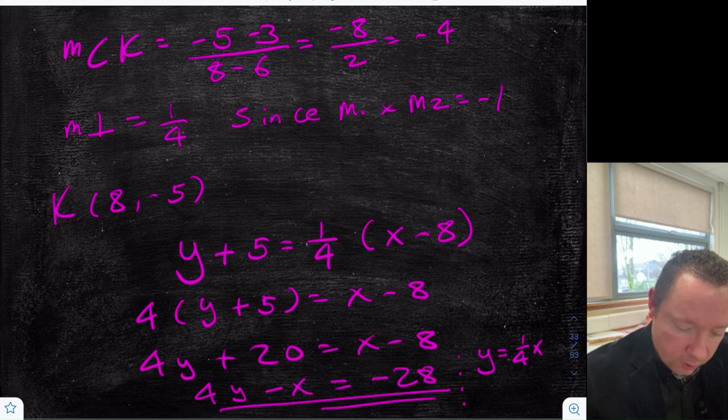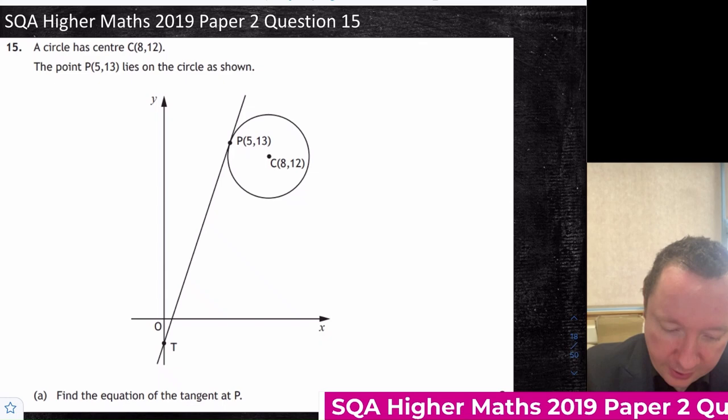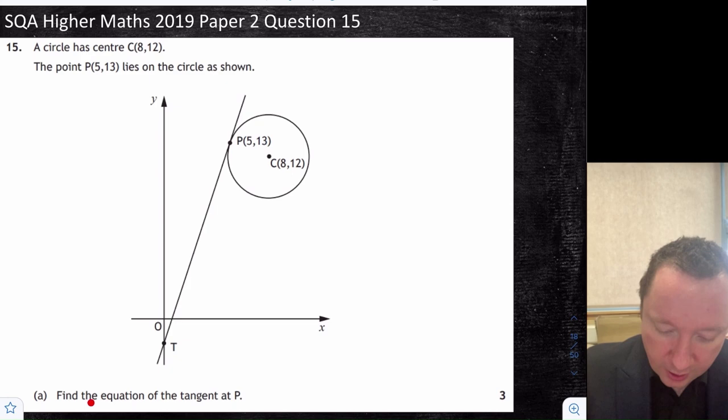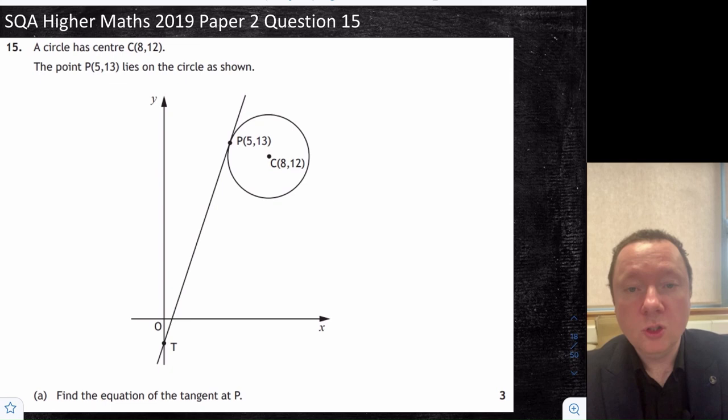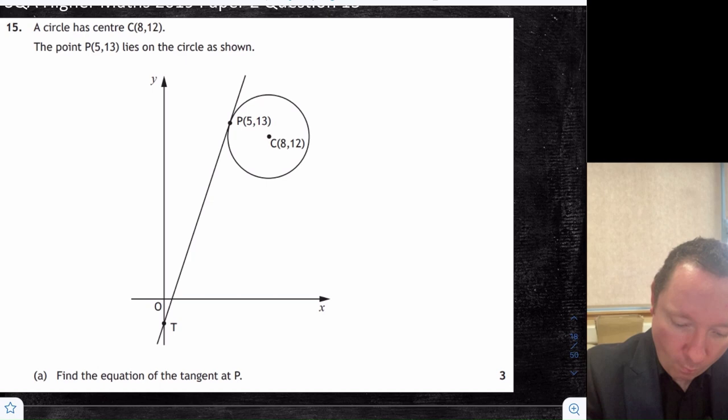SQA Higher Maths 2019, paper 2, question 15. A circle has centre 8, 12. P, 5, 13 lies on the circle as shown on the outside. Find the equation of the tangent at P. If we want to find the equation of the tangent, a tangent meets a radius at right angles. So we can find the gradient of the radius, and then m1 times m2 equals minus 1. Let me just draw that picture in so it's really clear.